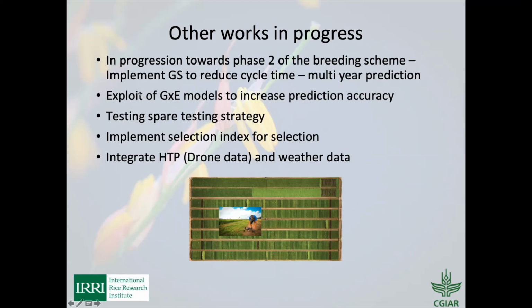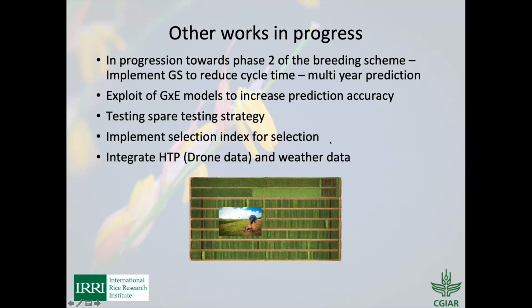And we're also trying to exploit more G by E models. We've been working closely with Eduardo and the biometrics team in IRRI to increase prediction accuracy. And we also have started deploying a sparse testing strategy, where we are not trying to send the same set of experimental material to all regions, but we can distribute them and send different sets to different regions, and then we can compile them, so that many lines having some phenotypic data is better than having only a few lines tested and a lot of untested lines. So we are trying those things already in a testing stage.